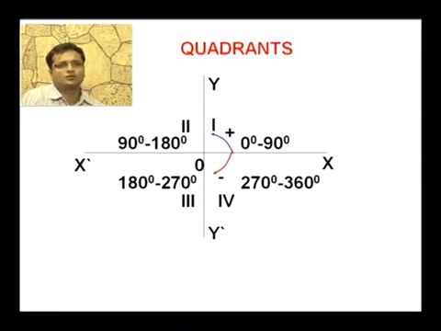When we complete a round, an angle of 360 degree is completed. If we divide it into 4 equal parts, then these are called quadrants. So there are 4 quadrants. The first quadrant is from 0 degree to 90 degree. The second quadrant is from 90 degree to 180 degree. The third quadrant is from 180 to 270 degree. And the fourth quadrant is from 270 degree to 360 degree, as shown.